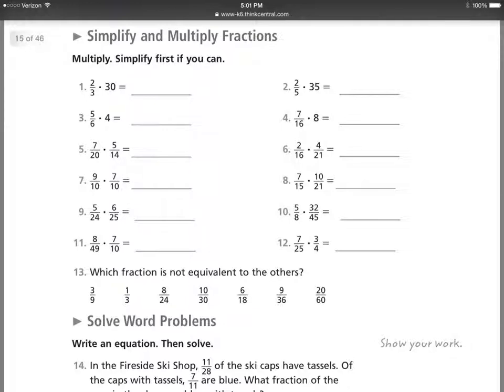So starting with number 1, we have 2/3 times 30, and the first thing we need to do is change that 30 into a fraction. We can do that by simply putting a 1 underneath it. And then we're going to use our cross-canceling strategy, which means that we're going to try to simplify diagonally instead of vertically. So in the first one, we're going to take a look at our numbers that are across from each other or diagonal from each other.